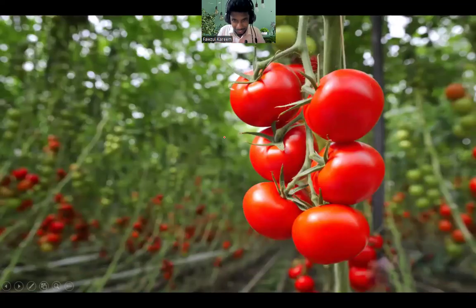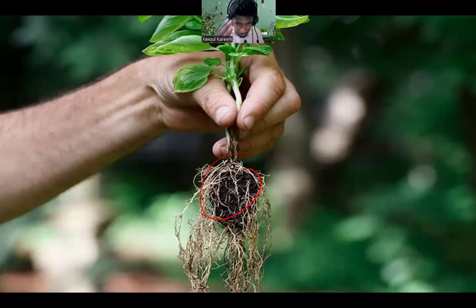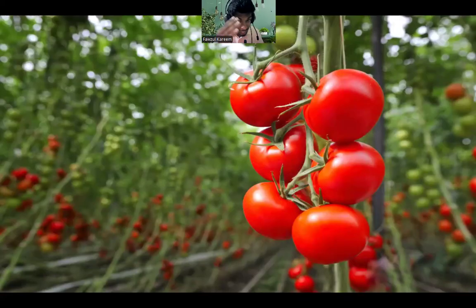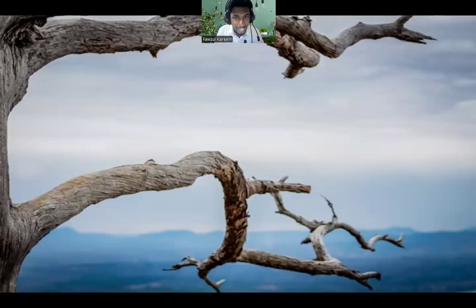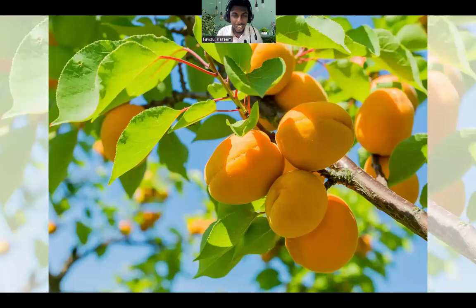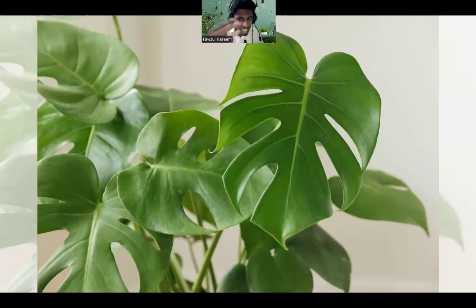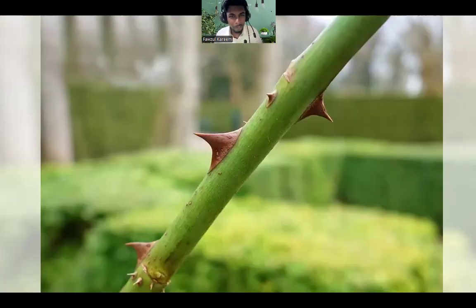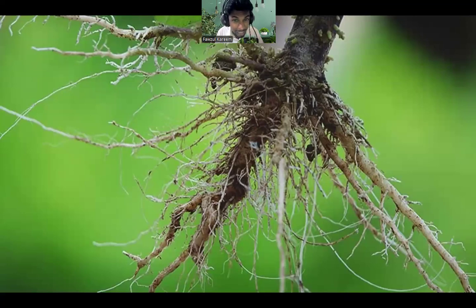I am going to, நான் என்ன சொல்ல வரேன் தம்பி, here each and every part of the plant has different features and different nature, different color, different function. What does it mean? It means the plant tissue, the plant has been made up of different number of cells.